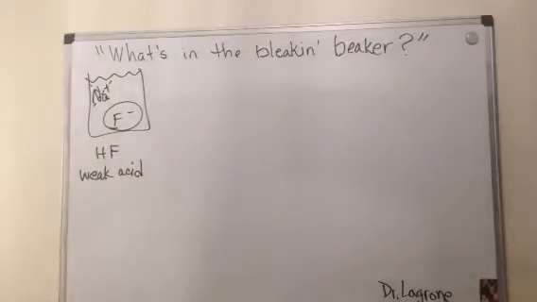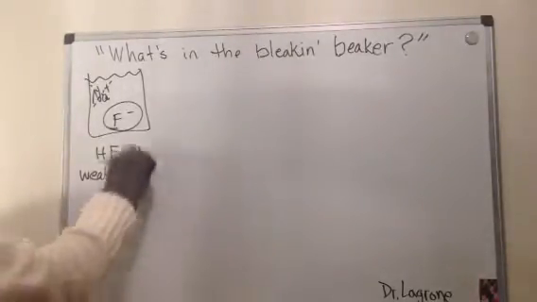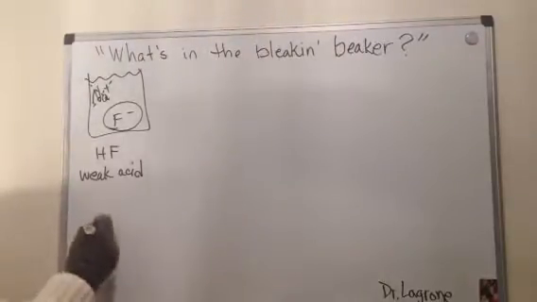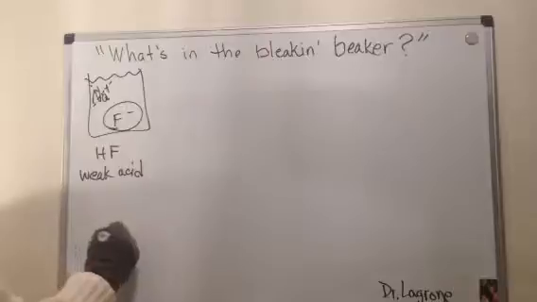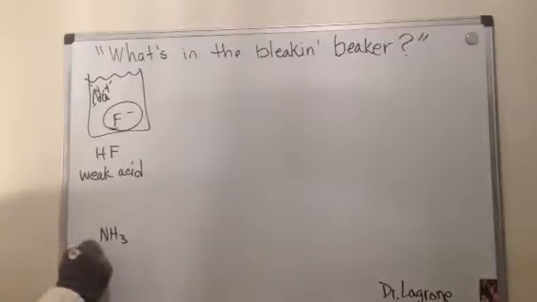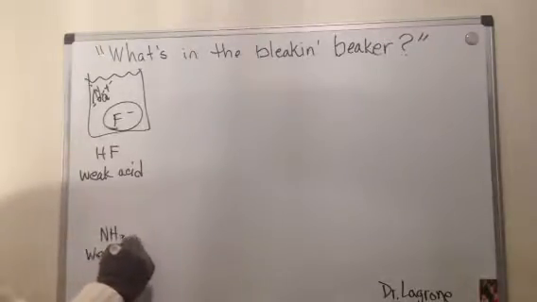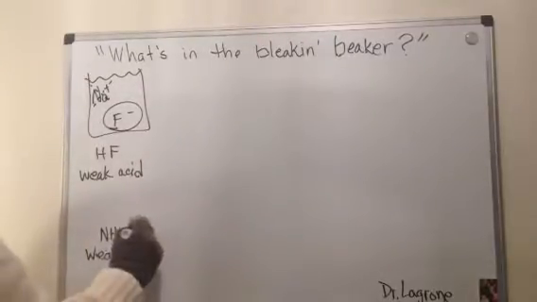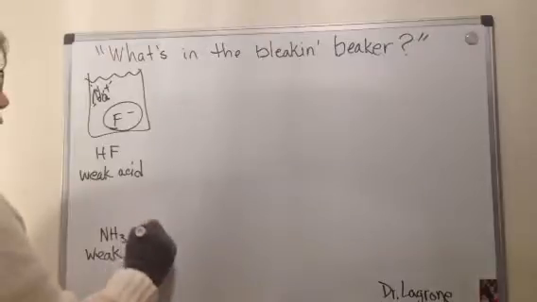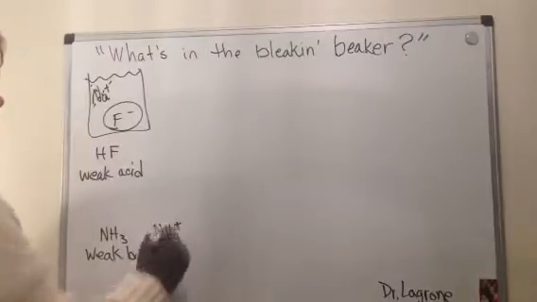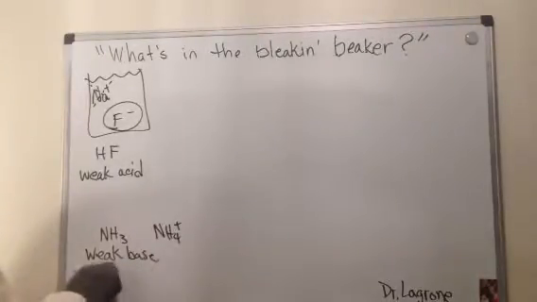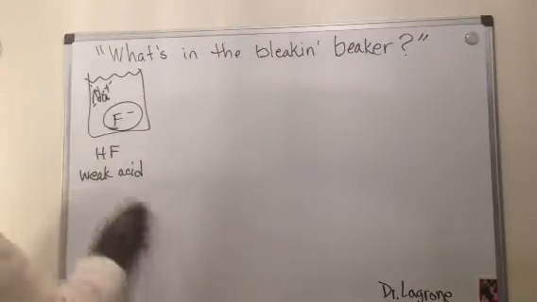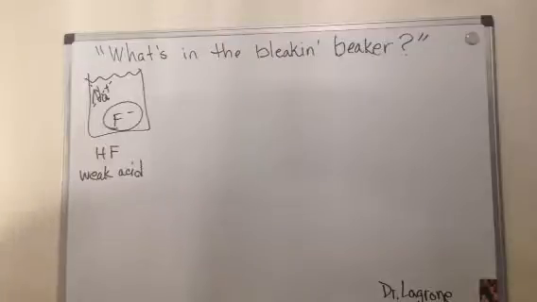And so conjugates of weak acids will hydrolyze. Conjugates of weak bases too. Ammonia is a weak base, so anytime you have its conjugate, the ammonium ion, which is the conjugate acid of this weak base, it will hydrolyze. So any conjugates of a weak acid or weak base will hydrolyze.